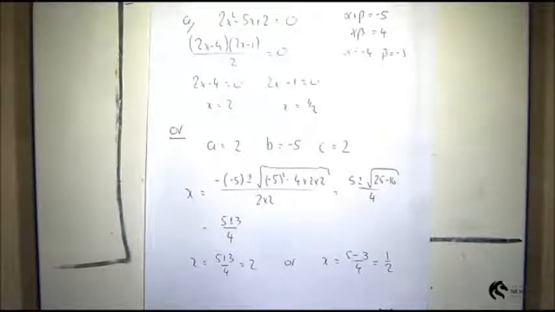Would it be acceptable in a test just to leave it as 5 plus or minus 3 on 4, or would you prefer? Well, in a test, you're going to have multiple choice. So you're going to have to simplify it. Yeah. But Jiminy Crickets, I think you could probably simplify that, couldn't you?